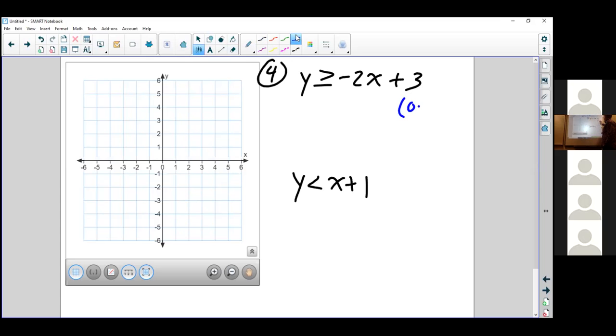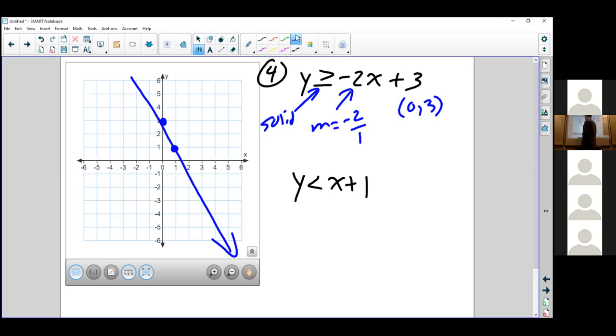All right, so I get 0, 3 for y-intercept here. So that's up here. This gives me a slope of -2 over 1. So I'm going to go down 2, right 1. This is solid because there's the equal sign.